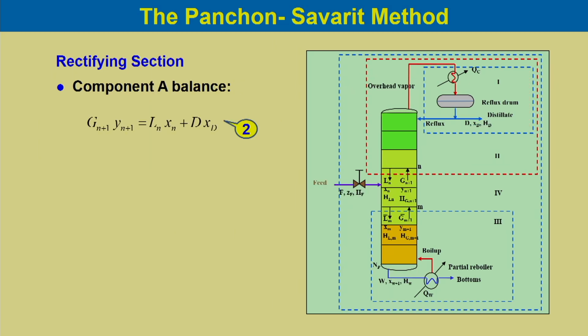Now, if we do a component mole balance, a component A balance, it would be G n plus 1 into Y n plus 1, because the vapor coming to tray n has composition Y n plus 1, and the liquid which is leaving has composition X n. So, it is Ln X n. And D, the distillate which is taken as the overhead product in the rectifying section, gives D into X d.